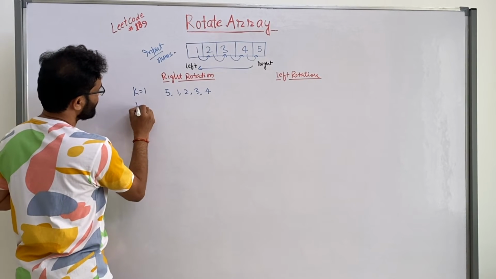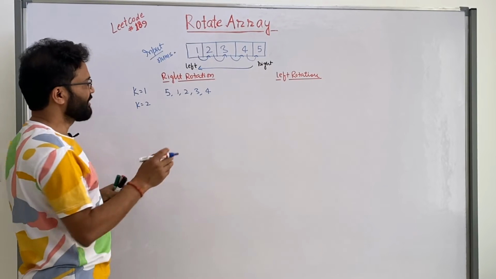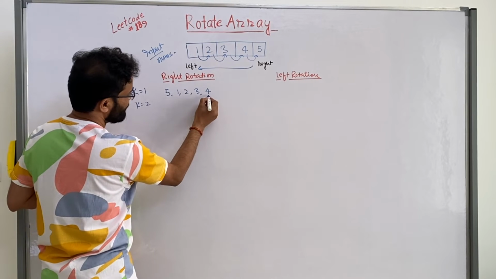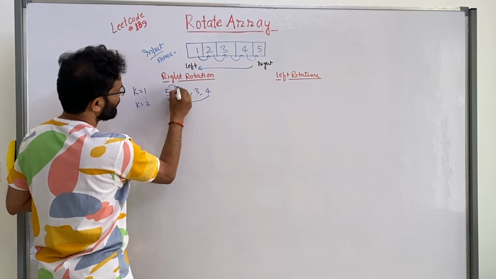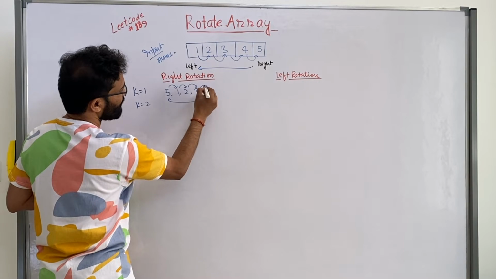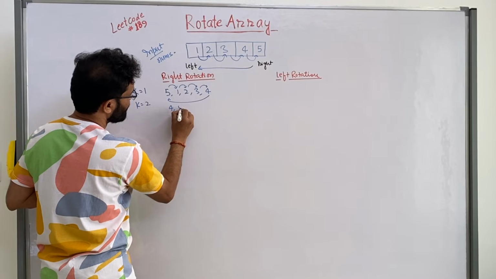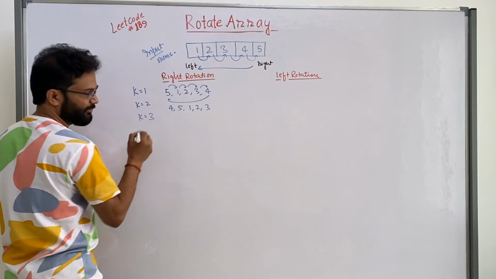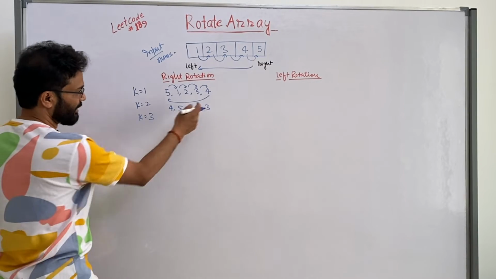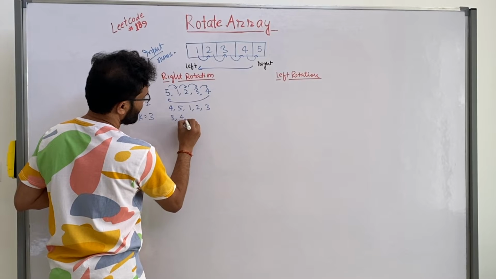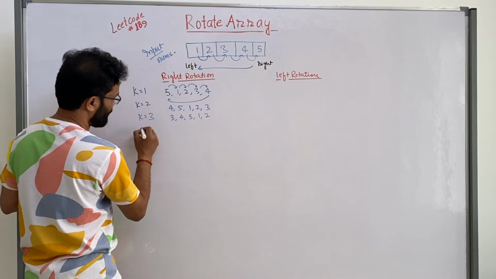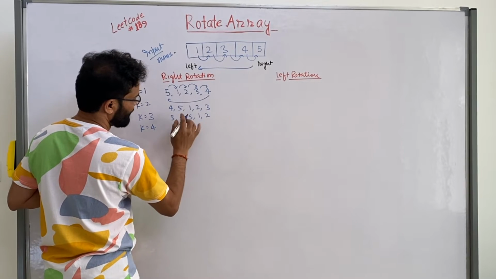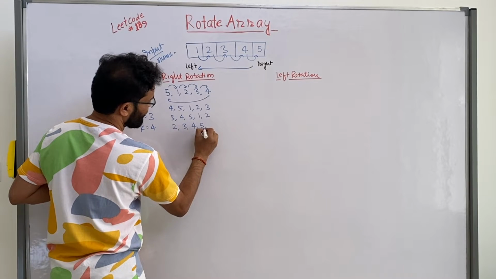If I say k is equal to 2, it means you have to rotate 2 times. So now again you have to do the same thing. This 4 will come here and 5 will go here. So it becomes 4, 5, 1, 2, 3. The same if you ask to rotate 3 times: again take the 3 here, 3, 4, 5, 1 and 2. If this is 4 times, again 2 will come here, 3 will go that side, 5, 1.